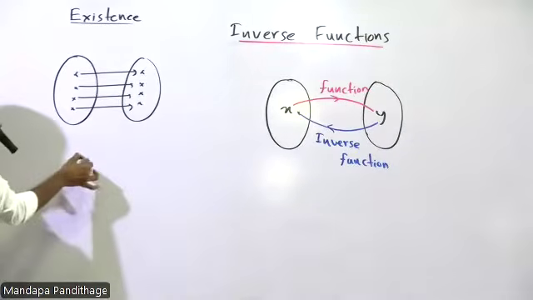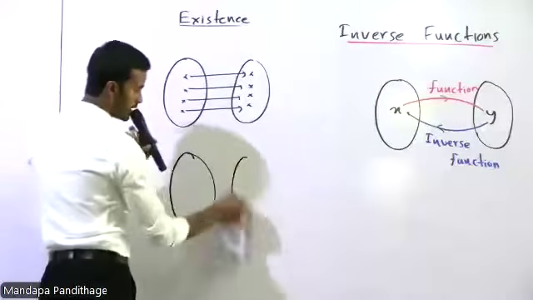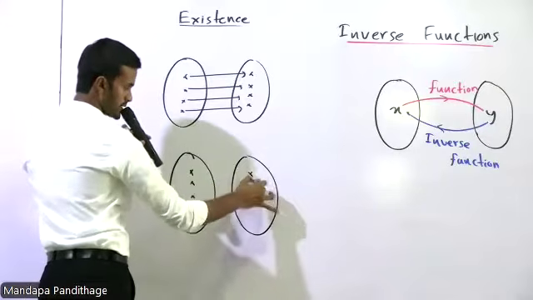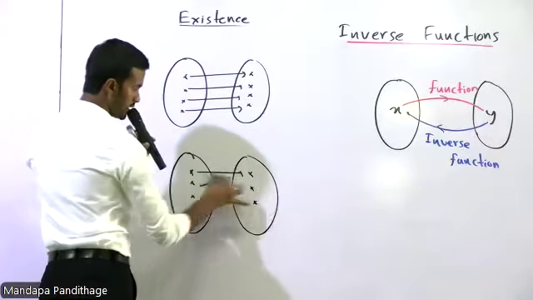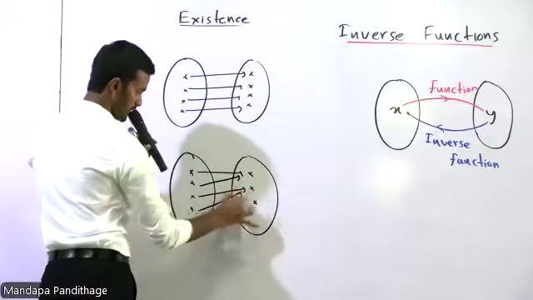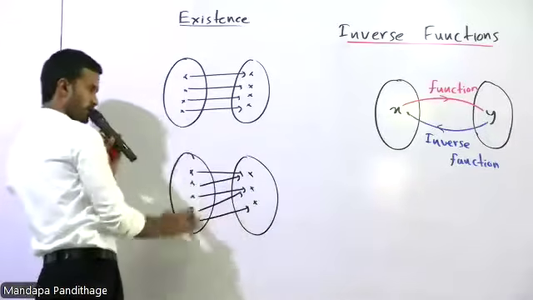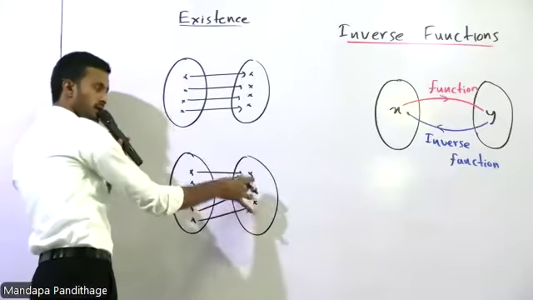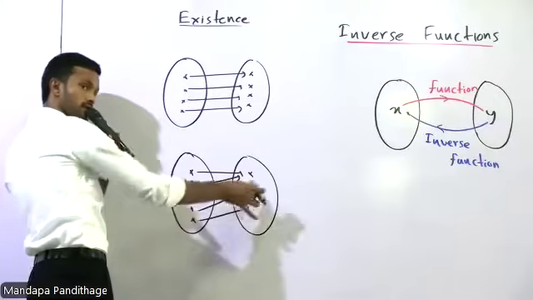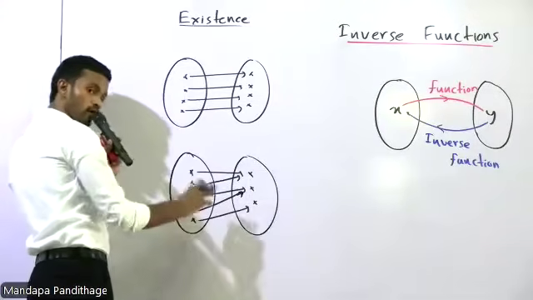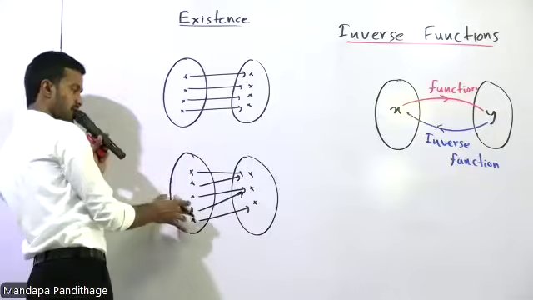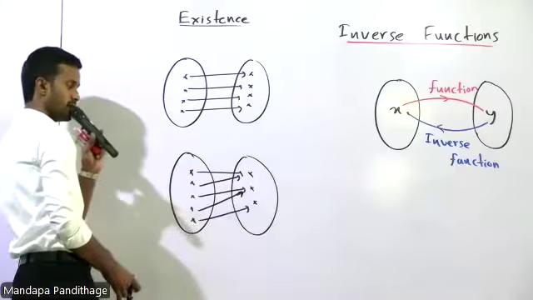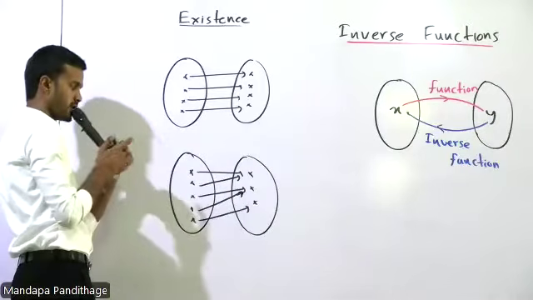But now, if I consider a many to 1 function, which we consider as a function, and you consider the inverse, tell me what can you say about the inverse? It becomes a one to many relationship. So the inverse of a many to one function becomes one to many, which means it is not a function.